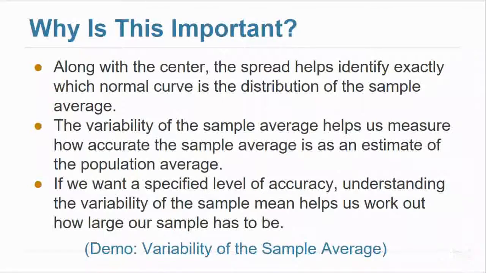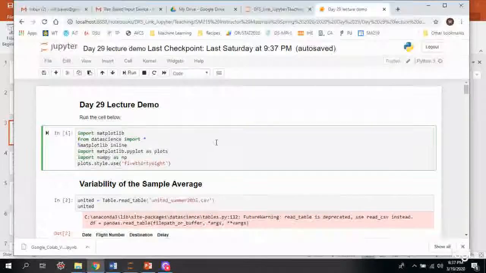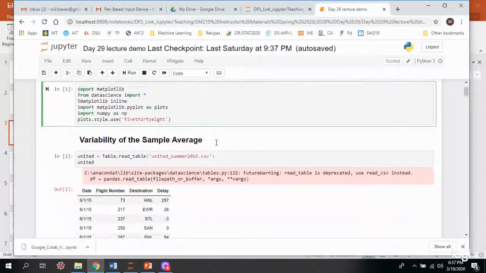Let's move to the class demonstration IPython notebook. You can download your version from day 29. Here's the day 29 lecture demo. First, of course, import the various packages by running this cell.